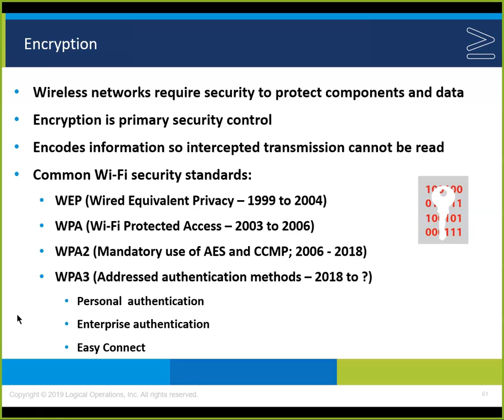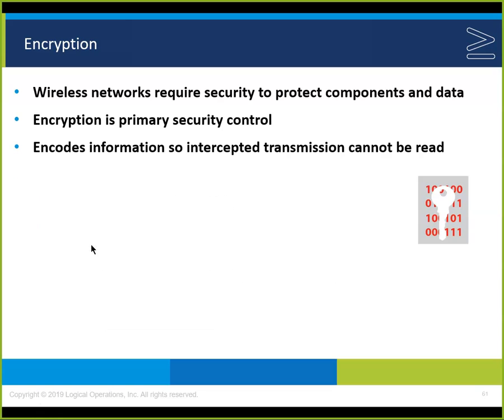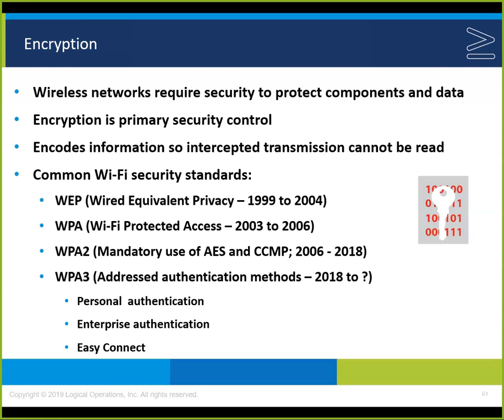WPA2: mandatory use of AES, replaces TKIP. What WPA did, I'm going in the notes to be sure that I say all these things, it replaced WEP. Most common implementation is going to be the pre-shared key, probably what you're using at home. Uses a 256-bit key. So what it did was increase the bit size, the key size.